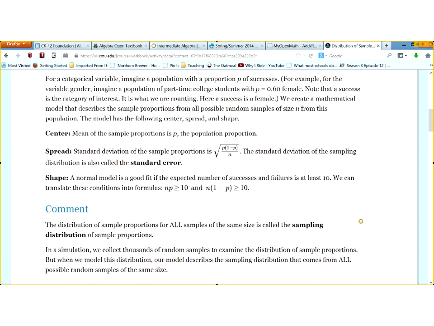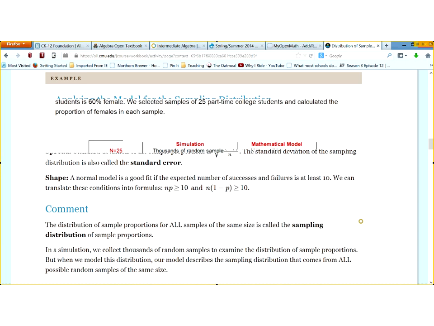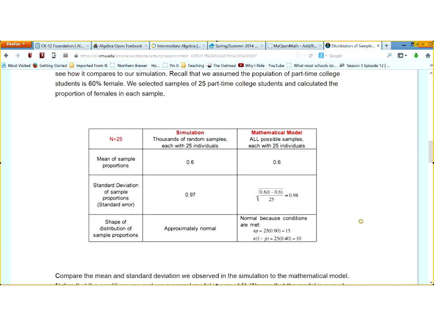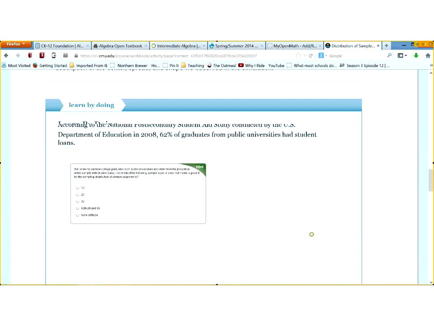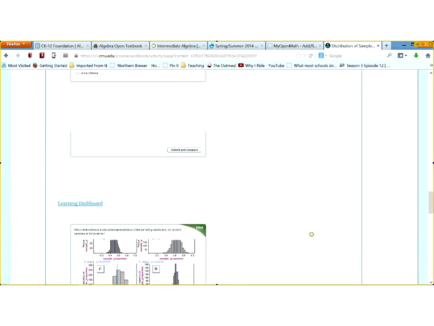If we go down here, this is basically doing exactly what we just did. Here's the mathematical model. 0.6 is the mean of the sample proportions because that's the population proportion. This is a typo. It's supposed to be 0.098. We did this on the calculator and got 0.098. And then the normal conditions are met. And these are the calculations we just did, the 15 and the 10. So that basically means we can use the normal distribution to describe this.